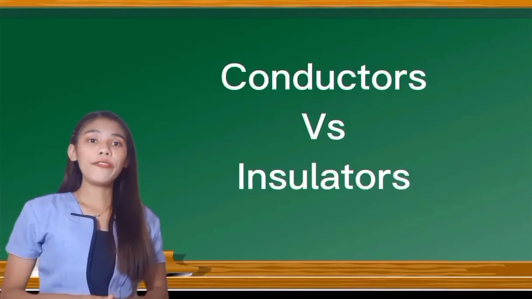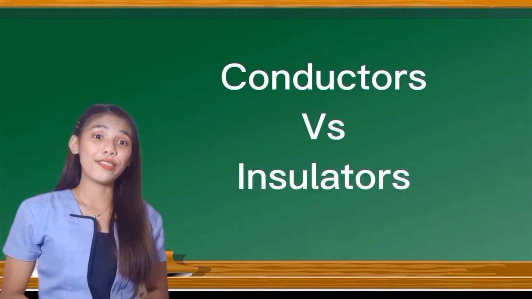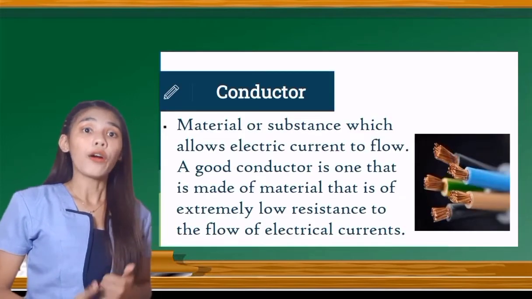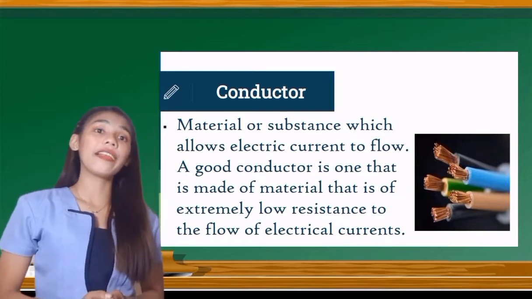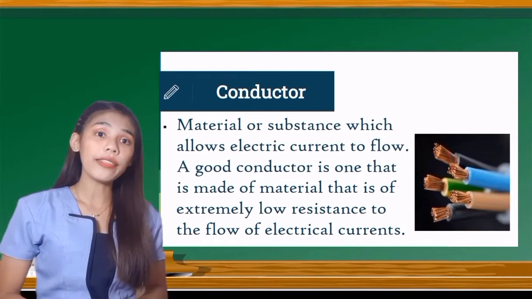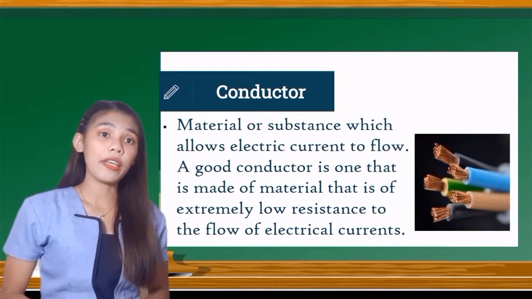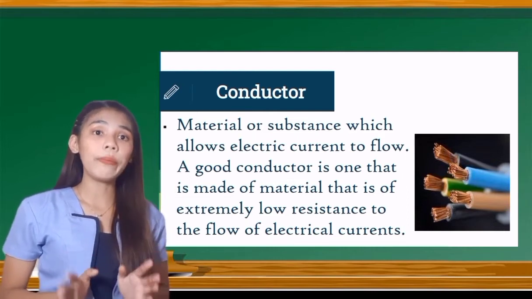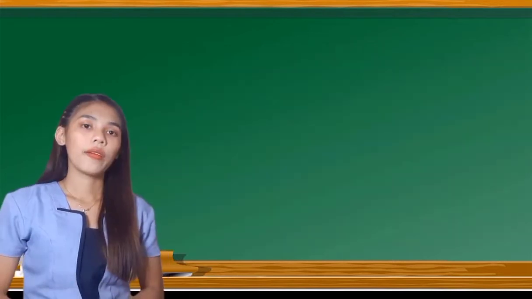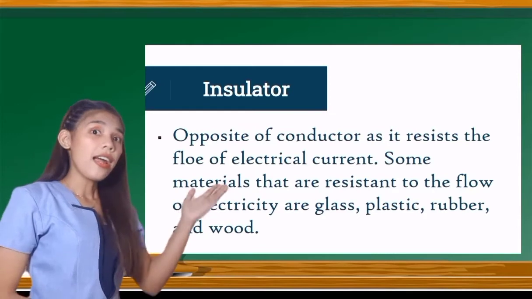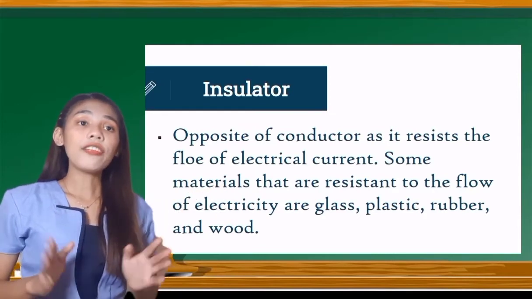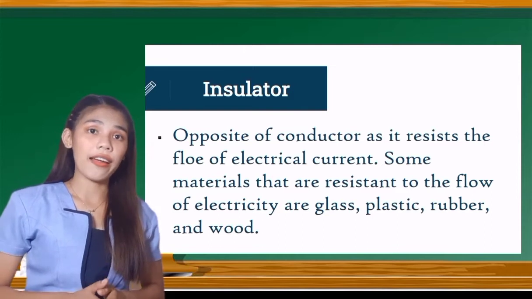First, let's differentiate conductor and insulator. Conductor means a material or substance which allows electric current to flow. Always remember that a good conductor is one that is made of material with extremely low resistance to the flow of electrical currents. While the insulator is the opposite of the conductor, as it resists the flow of electrical current.